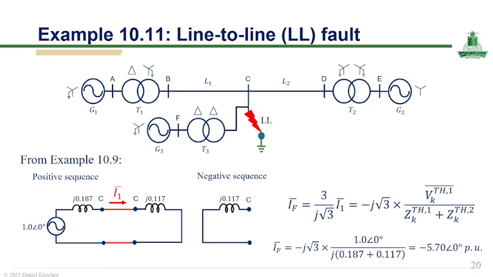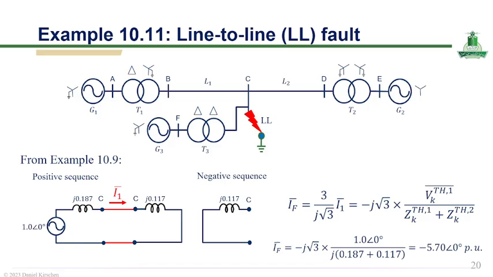Okay, this slide continues the analysis of the line-to-line fault by calculating the actual fault current using the previously developed sequence networks. The positive sequence network includes the internal voltage source of 1 per unit and the equivalent impedance seen from the fault point, while the negative sequence network consists only of its corresponding impedance. So, since a line-to-line fault involves only positive and negative sequence components, these two networks are connected in series.